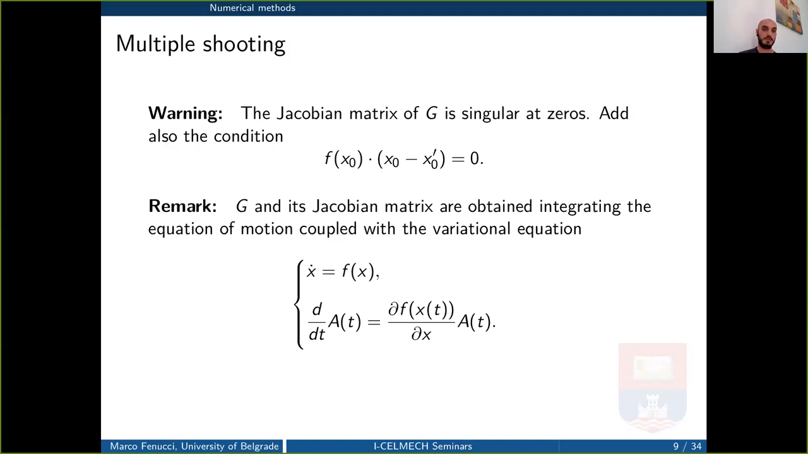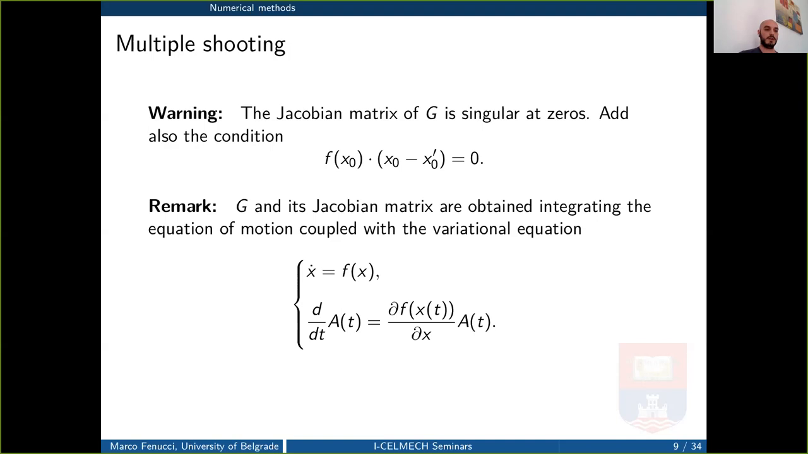And as a remark, we said that we need the Jacobian matrix of this function g, and we need also the derivatives of the flow with respect to the initial condition. So we have to solve simultaneously the equation of motion and the variational equation. So the shooting method has, again, some pros in the sense that it is very accurate in computing these periodic solutions. And it also provides info on the stability of the orbits, since we have to compute the derivatives of the flow, and the stability is determined by the spectral properties of the derivatives at the ending point in time.